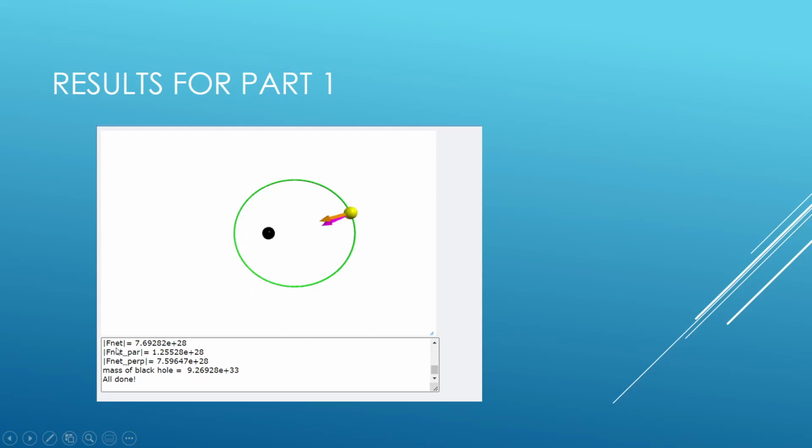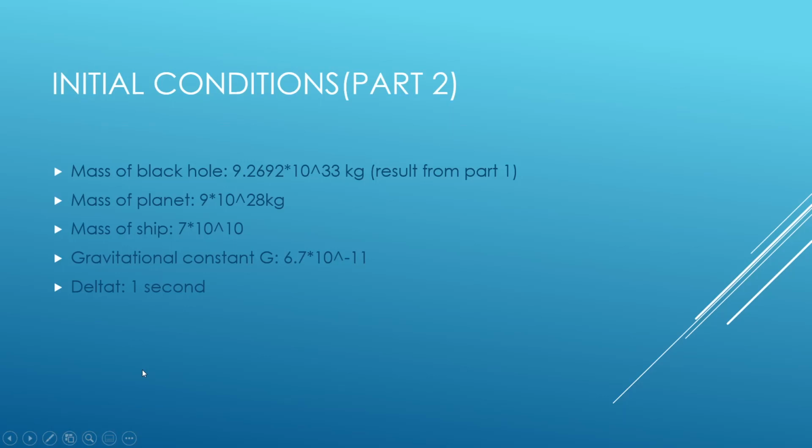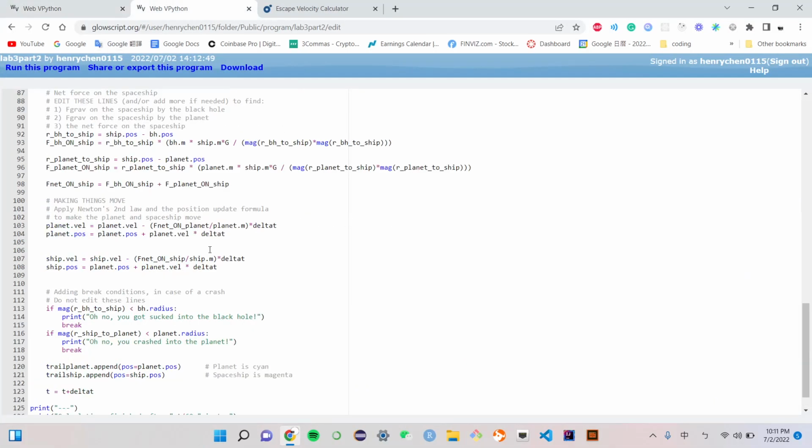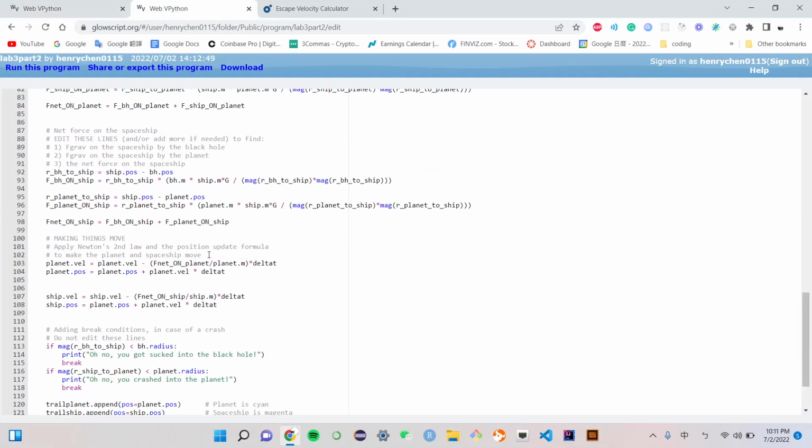This is F net parallel, F net perpendicular, and the mass of the black hole. Now we'll use the mass of the black hole that we found in part one and plug it into part two. Here you have the mass of the planet, mass of the ship, gravitational constant, and delta T. So now I can look through the code for part two.